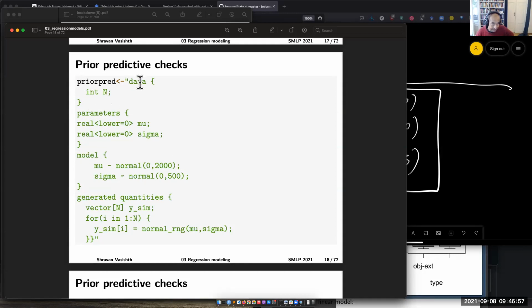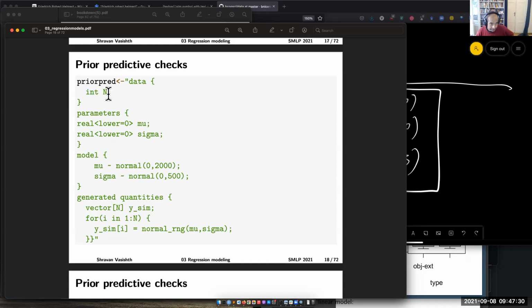There's two other blocks that come before the model block. The first block is the data block, which contains information about how many data points I have. So what I've written here is that the number of data points is capital N, and the N is of type integer. Now, because Stan translates this model code that I'm writing here into C syntax, and then it will compile it on your computer, C requires type specifications for every variable like capital N. That's why we provide this type specification.